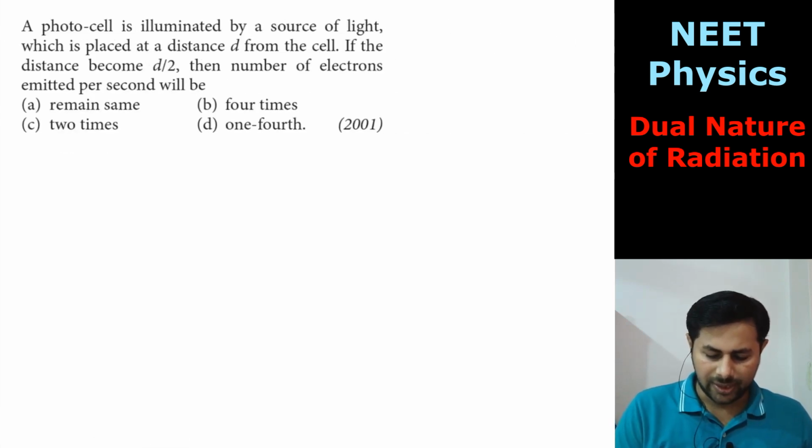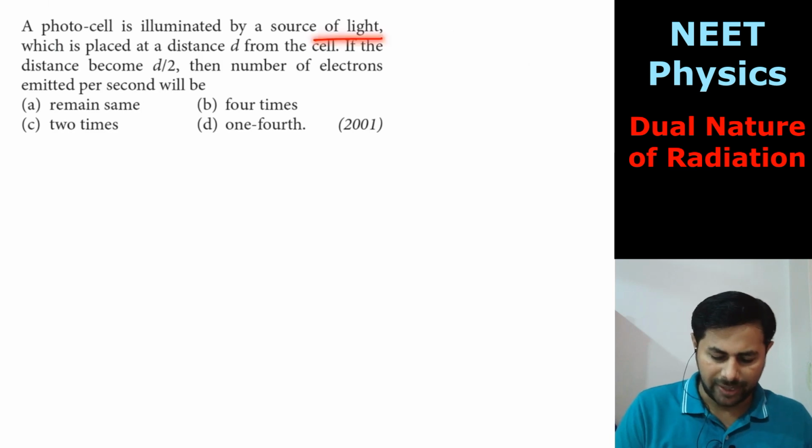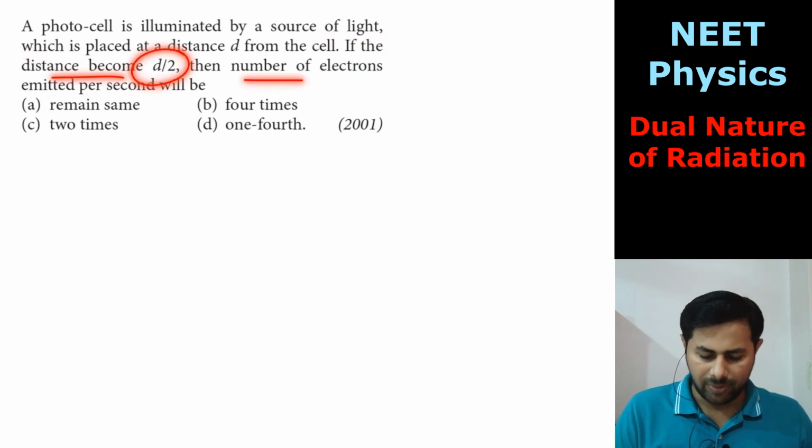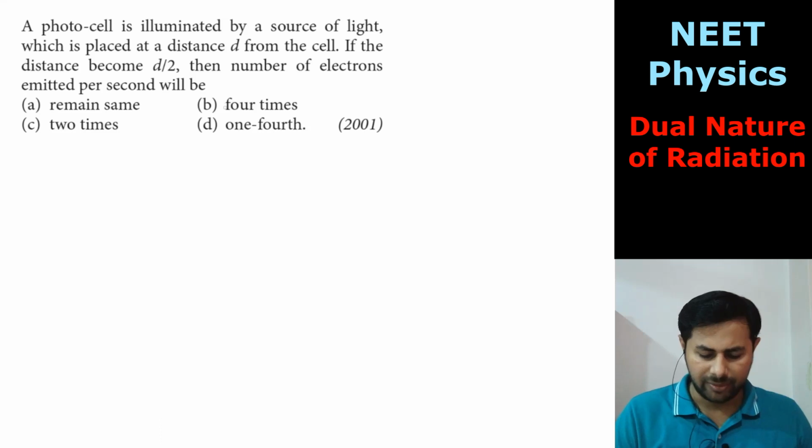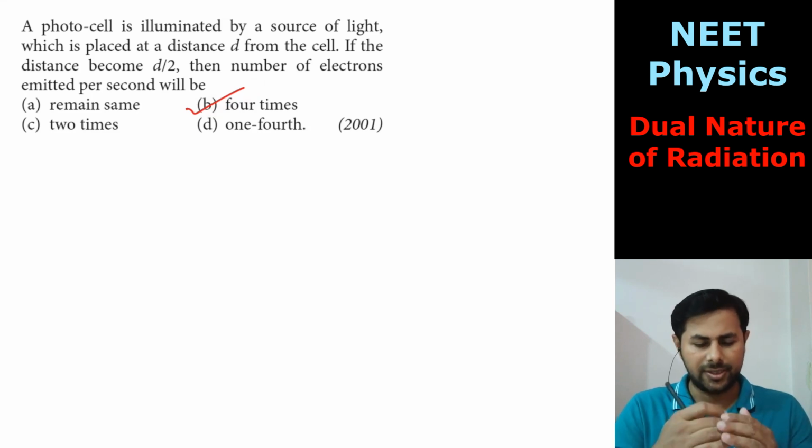A photocell is illuminated by a source of light which is placed at a distance d from the cell. If the distance becomes d by 2, the number of electrons emitted per second will become 4 times. Okay, so distance is made half, number of electrons emitted would become 4 times.